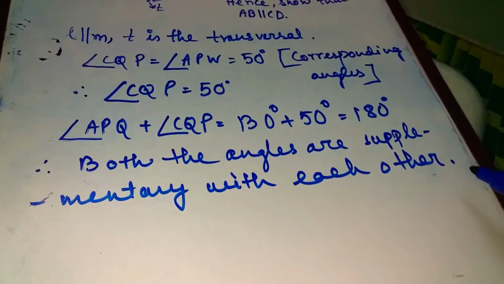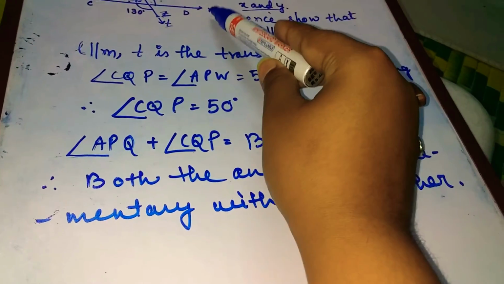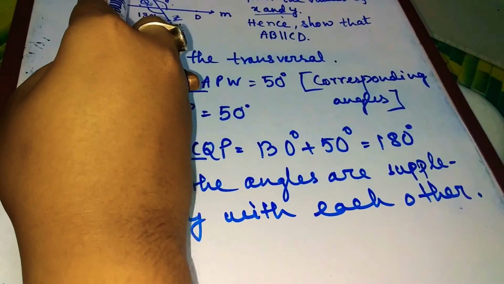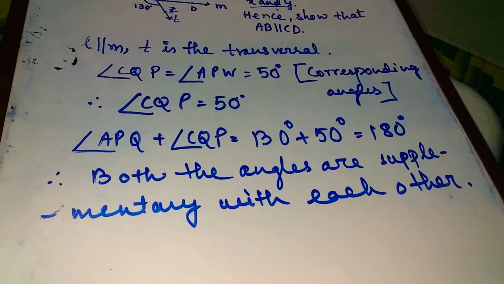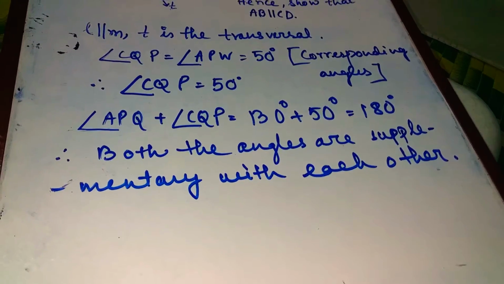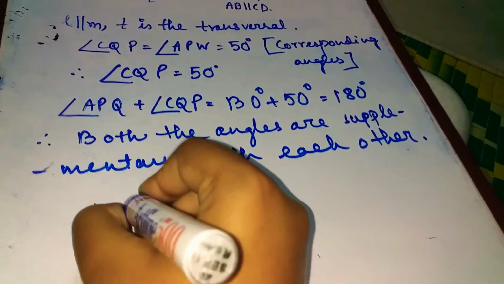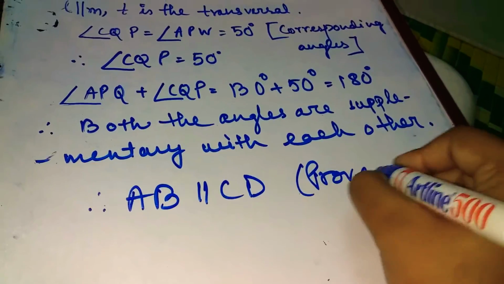Now according to the theorem, if a transversal passes through two lines and the consecutive interior angles sum to 180 degrees, then the two lines are parallel. So it is proved that therefore AB is parallel to CD. Proved.